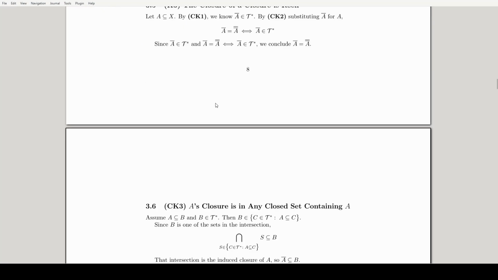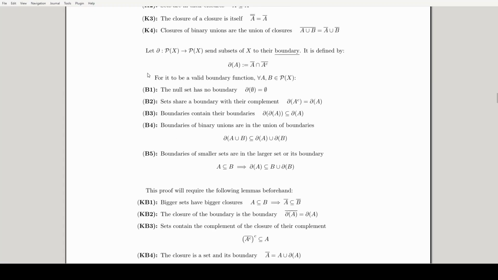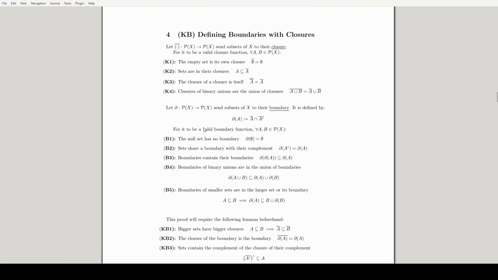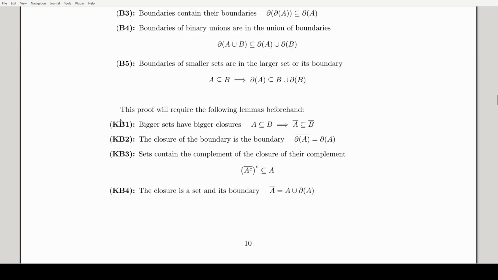Okay. So next is defining the boundary with the closure. This is probably the most annoying one. Boundaries are obnoxious. They're consistently obnoxious. We hate boundaries. The main lemmas that we need to prove, some of these don't even involve the boundary. This one is saying bigger sets have bigger closures. Hopefully that makes sense. It's adding everything it's touching. So if it has more, then it's touching more. That's the idea.